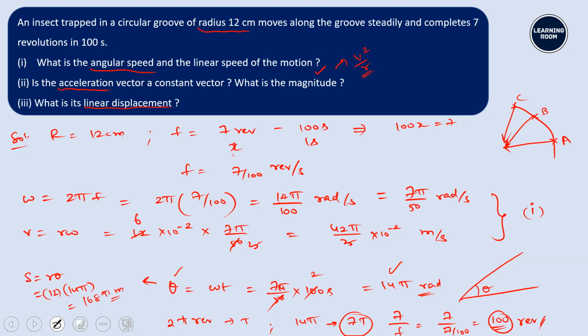After the completion of the 7th revolution, the particle comes back to the point where it started. Displacement is 0. But what is the total distance traveled by the insect? It is 168 pi meters, because of the 7 revolutions it has completed. So make a note of it.